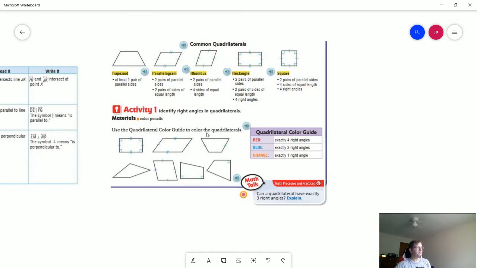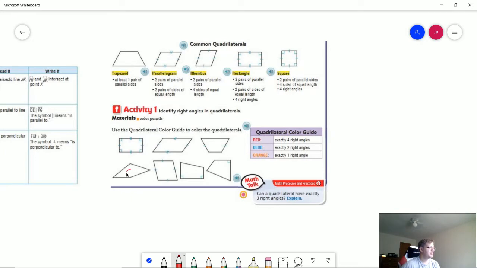So I want you to pause the video real quick and see if you can find, out of the 7 examples that we have down here, any examples that don't have at least one pair of parallel sides. So assuming that you did that, there are 2 of them. One of them would be this one here. So I'm going to put a 0 in here to show that we have 0 pairs of parallel sides. And then this would be the other one.